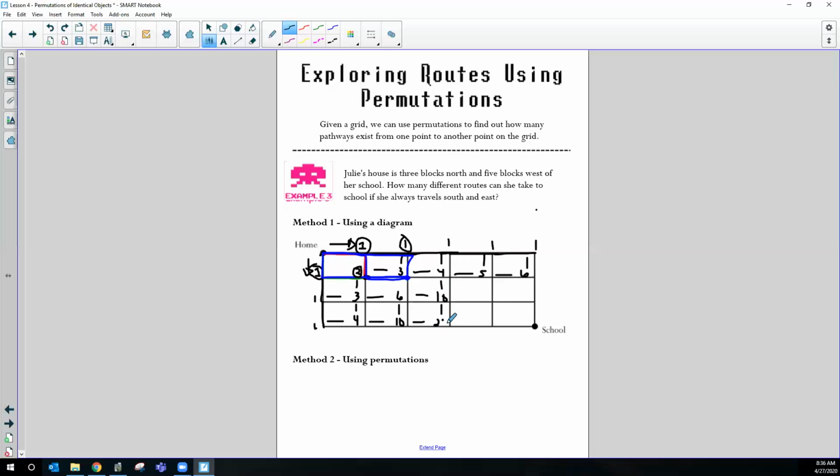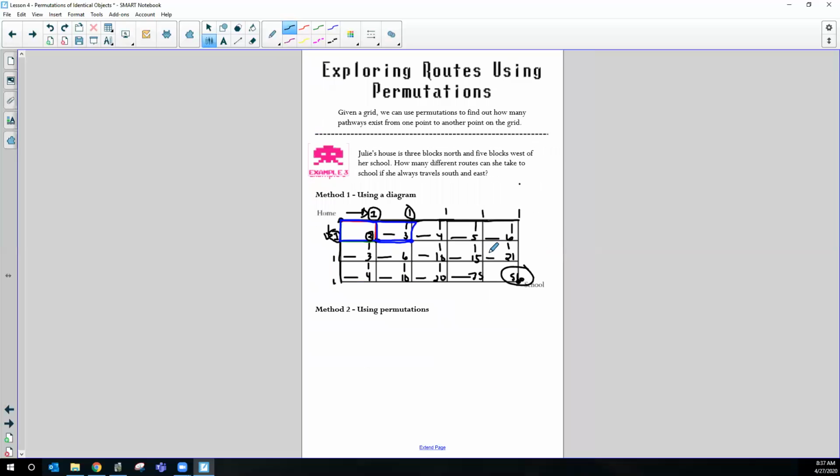That's 20. Okay. This will be 15, 21, 6 and 5, 15, and then 35. And then finally, 56. So we determined there's 56 different ways of getting to school. Now, you're not going to draw 56 lines over this. It's going to be a mess. Okay? So that is how you do these pathway problems.